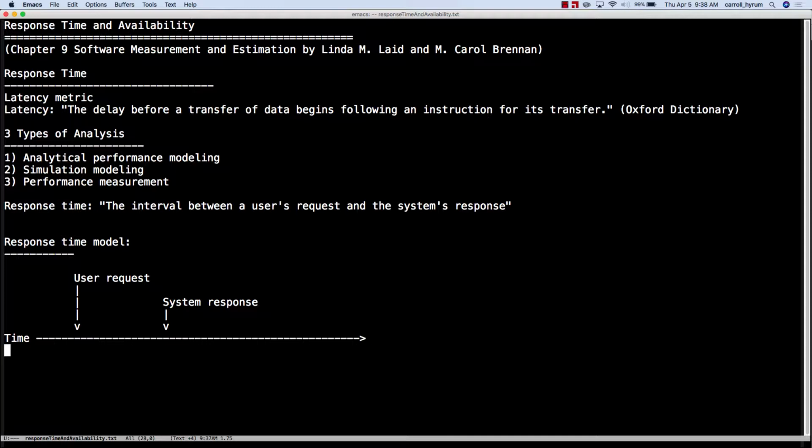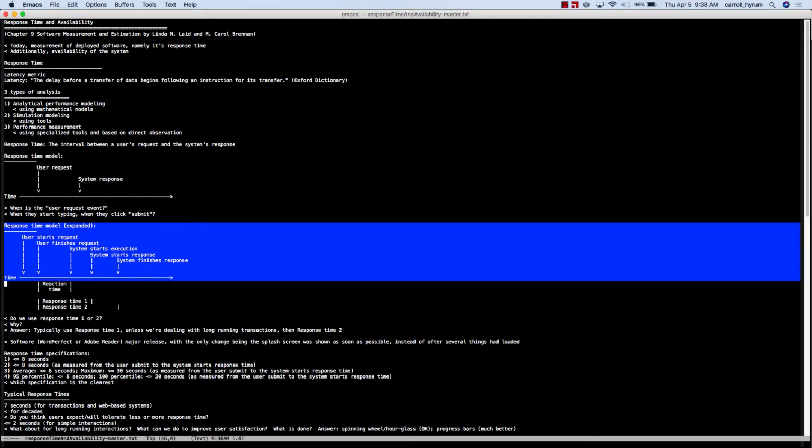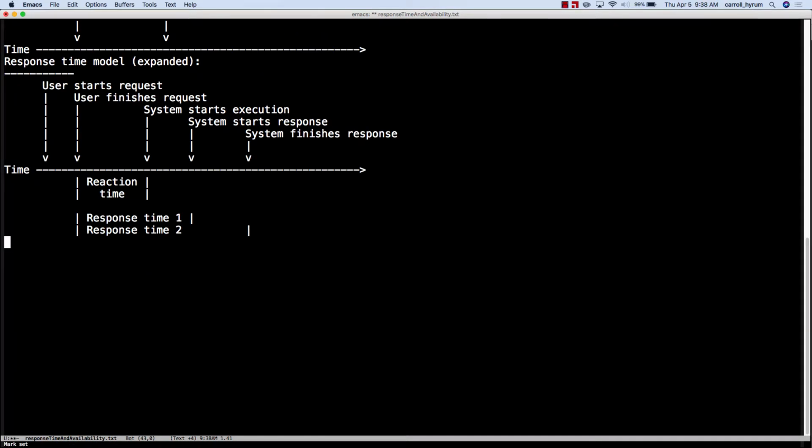So when is that user request? What has happened at that event? How do we know that the user request event has happened? It's kind of a big question. Is it when they start typing? Is it when they click submit? So it's kind of ambiguous, right? This diagram doesn't really flush that out. So let me give you another diagram.